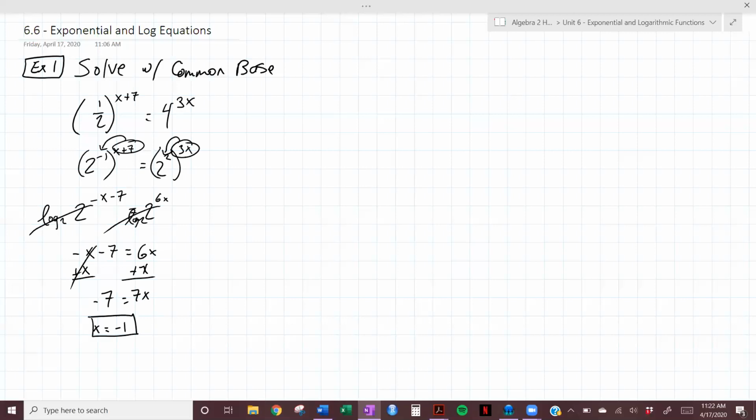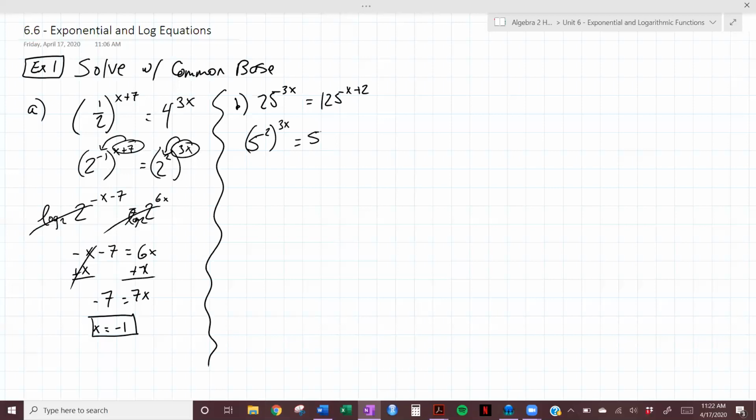All right, I'm going to show you another one. So let me make this letter A. Draw a line. This is B. So B is going to be 25^(3x) = 125^(x+2). So we can get these in base 5, right? So this is (5 squared)^(3x) = (5 cubed)^(x+2), because 5 cubed is 125. Then we distribute, because that's our power of a power property. So this is 5^(6x) = 5^(3x+6), where I take this and distribute.